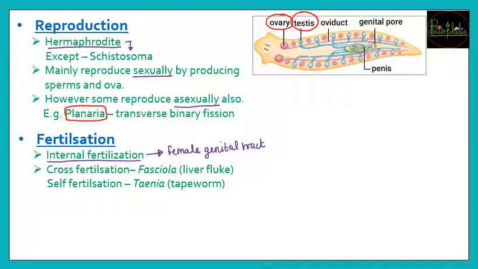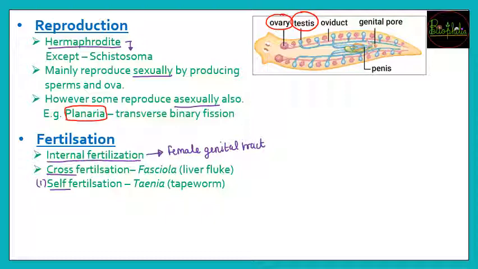That is Fasciola or liver fluke, or there can be self fertilization where the ovaries and testes of its own body are going to release the gametes internally, and fertilization will occur near the female organ, as in the case of Taenia, that is tapeworm. So cross fertilization can happen, wherein there will be involvement of two worms, or there can be self fertilization which involves only one single worm.